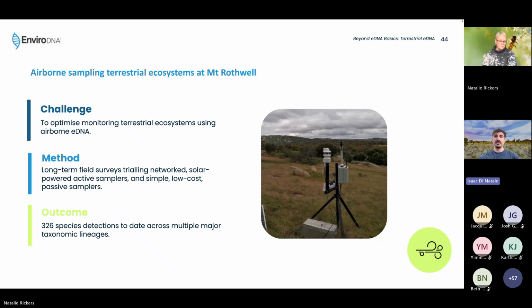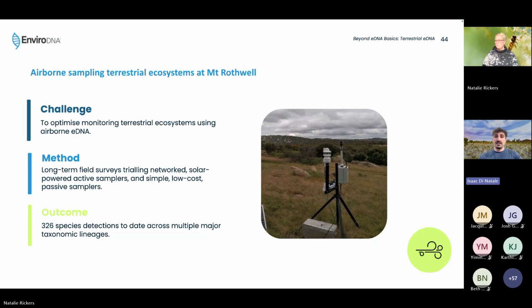So we've been involved in undertaking some air eDNA monitoring within Mount Rothwell's predator-free reserves. And this is quite an ideal location for research, given the very natural environments. And we can couple that with our already existing understanding of species occurrence within those reserves. So our long-term field surveys trialed solar-powered active samplers and simple low-cost passive samplers. So the active samplers, they refer to a battery-powered unit that essentially vacuums that air, whereas the passive samplers are as simple as facilitating airflow through tubing or pipes, where it then passes through a membrane to concentrate the DNA.